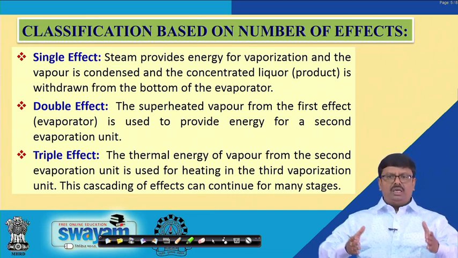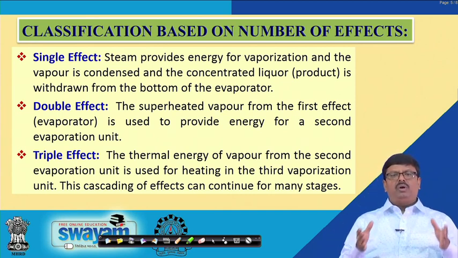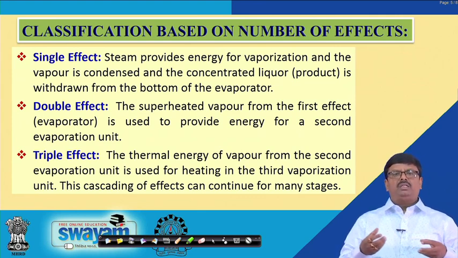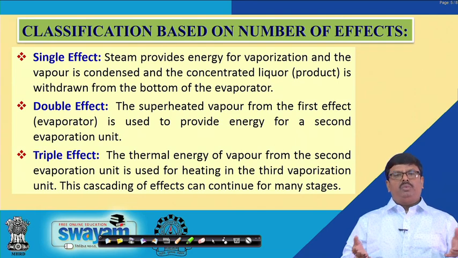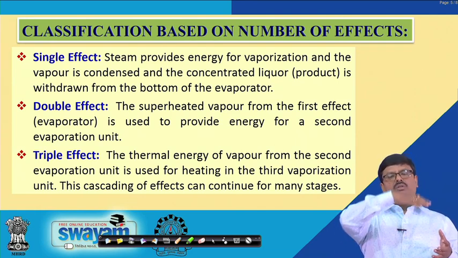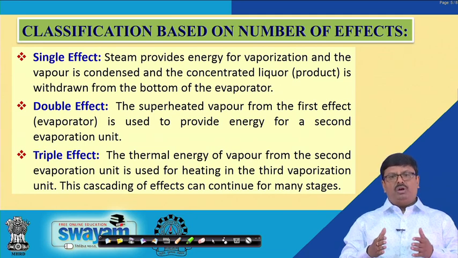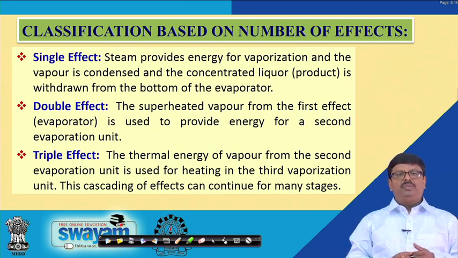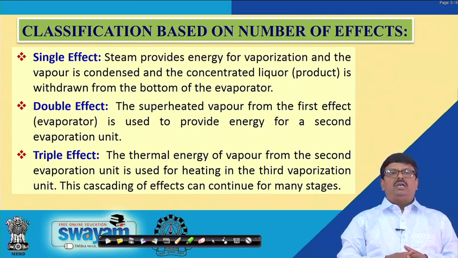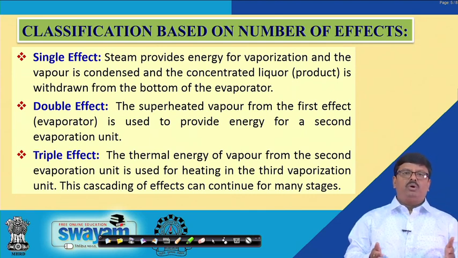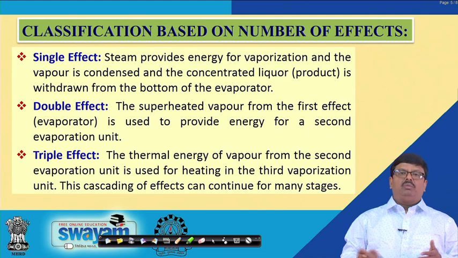Single effect means the single evaporation unit that we generally consider for an evaporation process, where the steam provides energy. That means the steam is supplied to the evaporation chest for providing energy, and we get the condensate, and the superheated vapor that is issued from the top of this evaporation chamber, and the concentrated liquor that we can generally get from the bottom, or the lower portion, of this evaporation chamber. Here, this vapor is condensed and the concentrated liquor, the product, is withdrawn from the bottom of this evaporator, as I have already told.